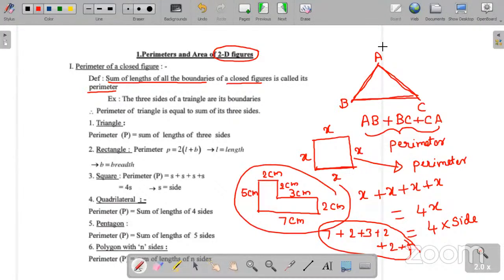Yes or no? You need to chart. Yes or no?